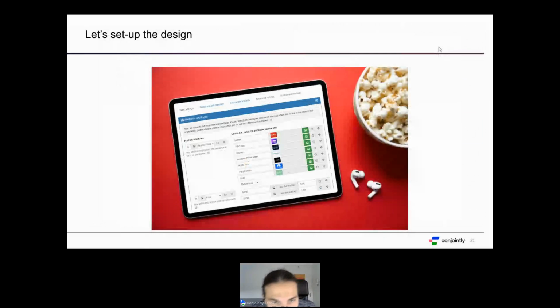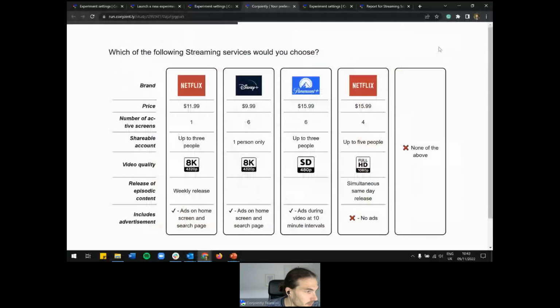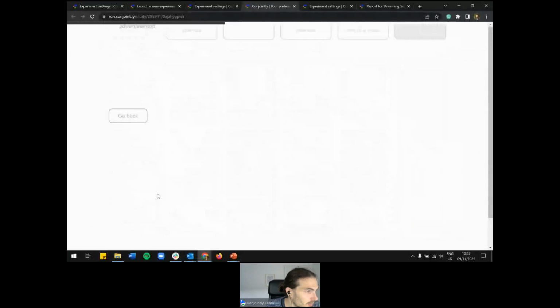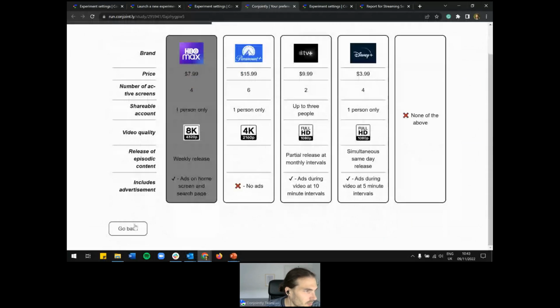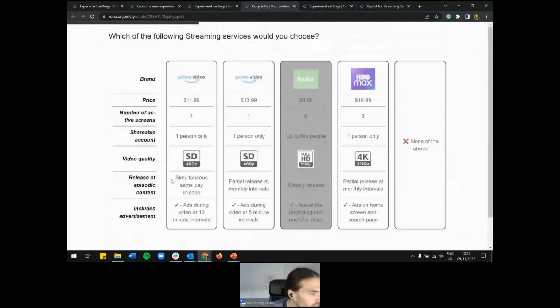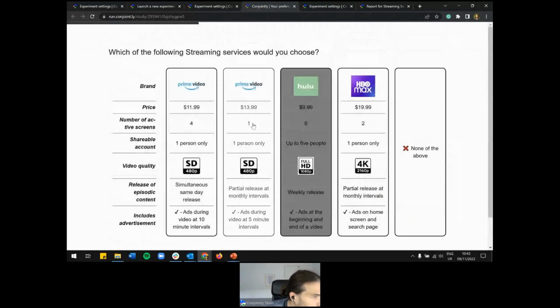A question from Marek: the second option on the first screen seems inferior in every aspect. Let me go back for you. Is this the first one? No. There we go. Seems inferior in every aspect: higher price, lower screens. Yeah, this is partial release versus simultaneous send. I would agree with you. Is there any mechanism that blocks showing options with parameter levels that make the preference between them trivial?